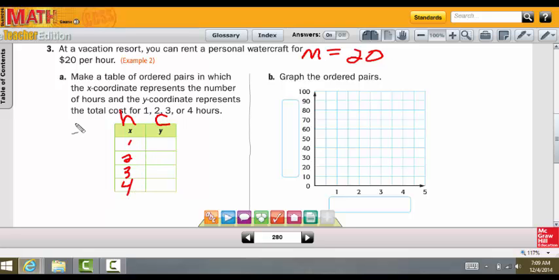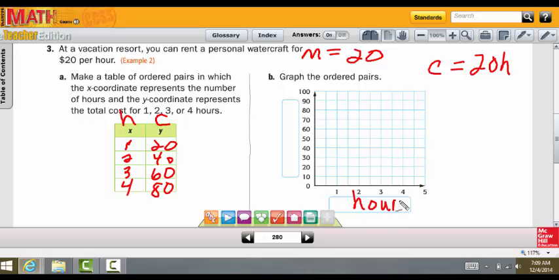So again, our output is C, so cost equals our input of H times our slope of 20, so it's 20H. In other words, we're going to multiply 1 times 20, get 20. 2 times 20 is 40, 60, and 80. Again, our x is always our input, which in this case is hours. Our y is always our output, which is cost, and we're going to do this in dollars, like this.